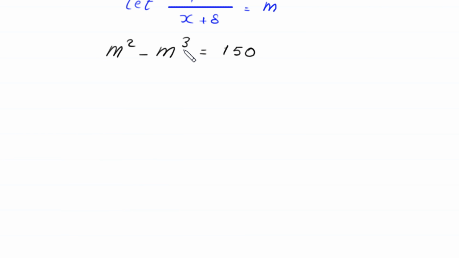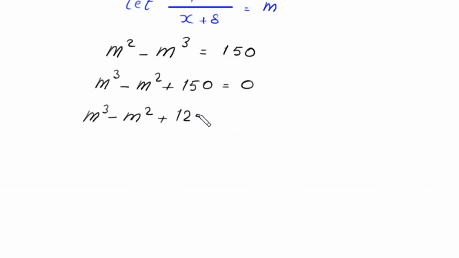Now we move this negative m cubed and this m squared to the right hand side. This negative m cubed will become positive m cubed, and this positive m squared will become negative m squared, plus 150 is equal to 0. Next, m cubed minus m squared, this 150 can be written as plus 125 plus 25 is equal to 0.